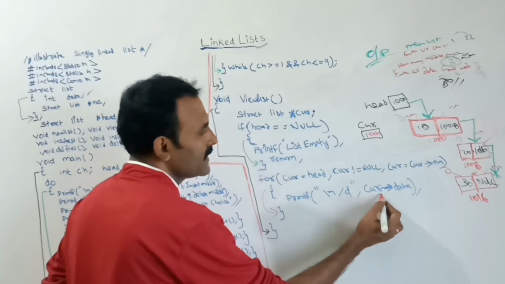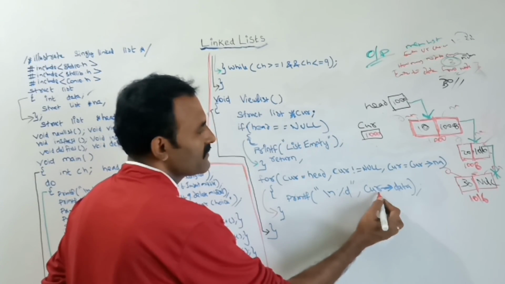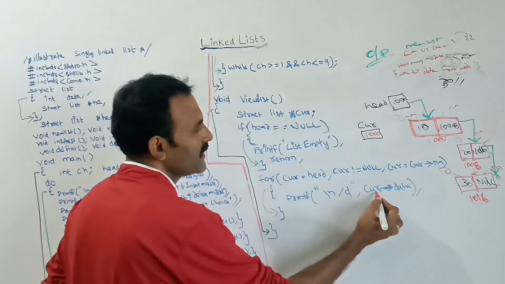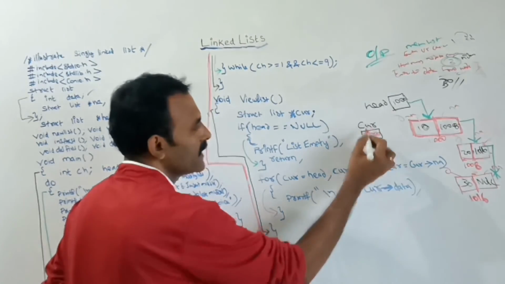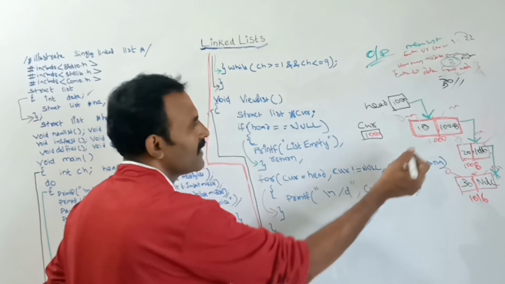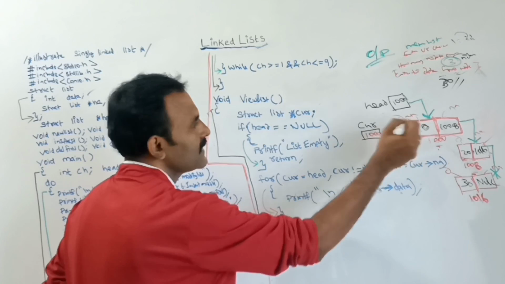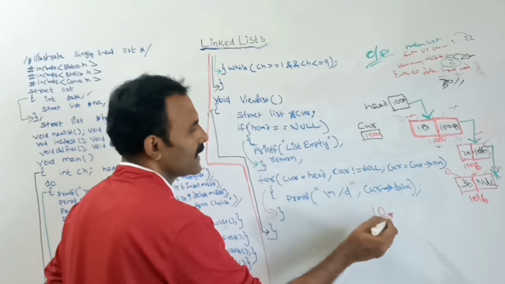CUR means, as I have told you each and every time, if it is a pointer variable we should keep in mind that it is an address only, because it always fetches the address. Now CUR fetches the address 1000. So if it is CUR, then the 1000th data it will print. What is the 1000th data? This is 1000. The 1000th data is 10. So it will print the 10.